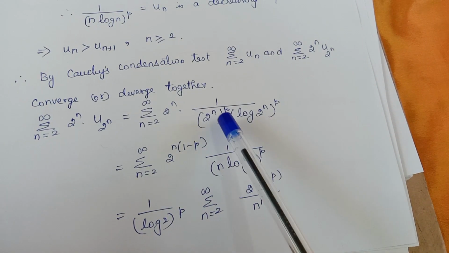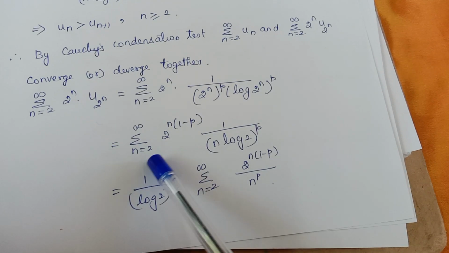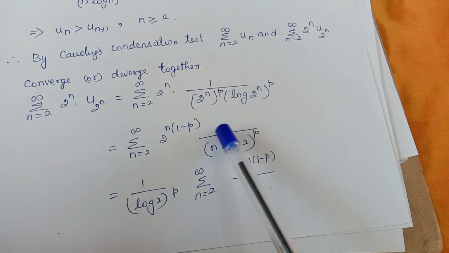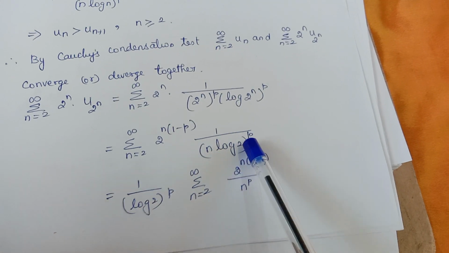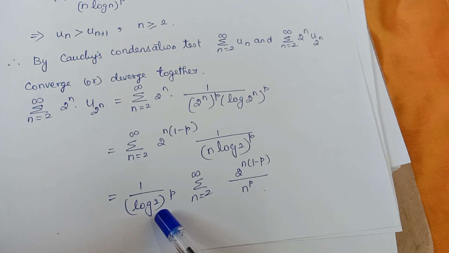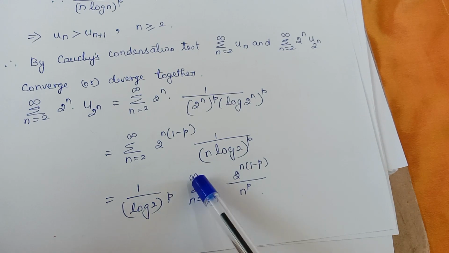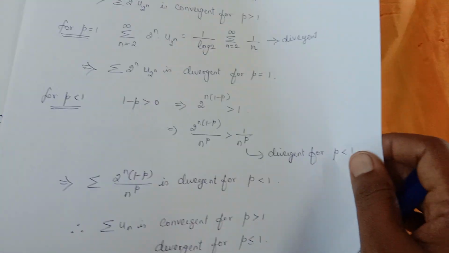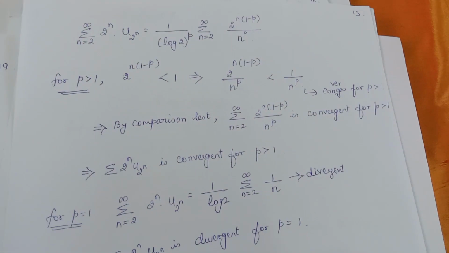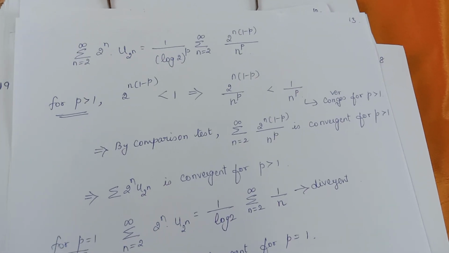So 2 power n times 1 by (2 power n)^p (log 2 power n)^p. Now you combine these terms together: sigma 2 power n into (1 minus p), 1 by (n log 2) power p. Now log 2 is independent of n, so I am taking it outside: 1 by (log 2) power p, sigma n equal to 2 to infinity, 2 power n into (1 minus p) by n power p. This is my summation 2 power n u 2 power n. So let us check the convergence or divergence of this series.